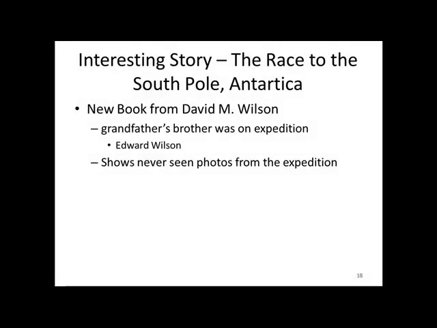And this was kind of interesting because there's a new book coming out by an author, David M. Wilson, and his grandfather's brother was on this expedition. And he ended up finding, through a family friend, these photos that never had been seen before from the expedition. So I just want to show them to you real quick.